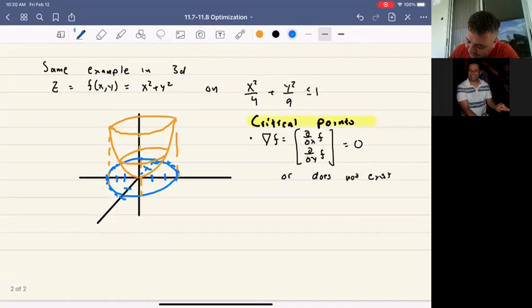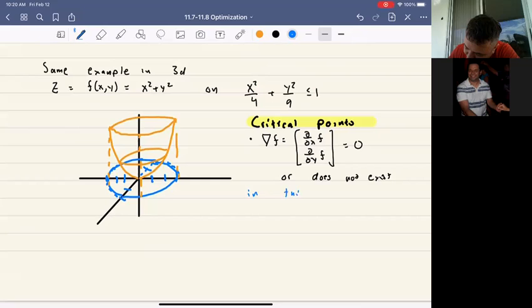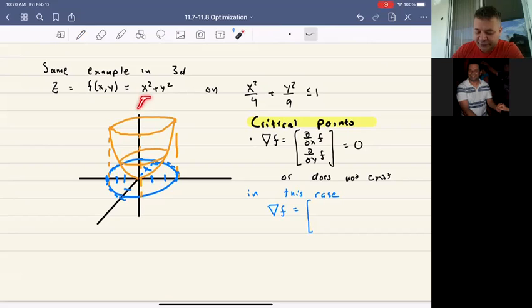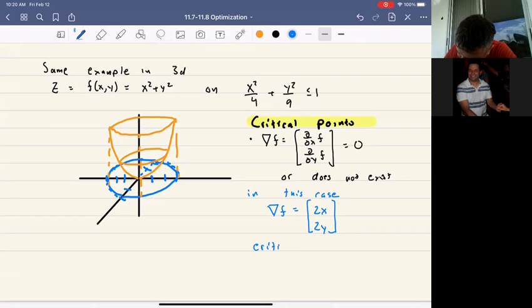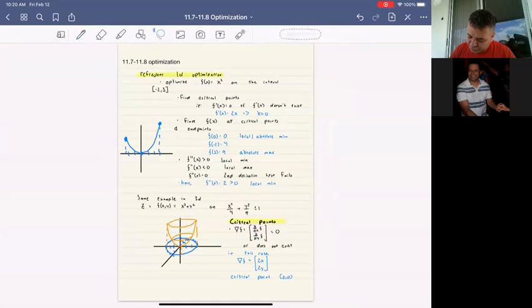Okay, so for this case, gradient of f equals the derivative of this with respect to x, which is 2x, and the derivative with respect to y, which is 2y. So our critical point is at (0, 0). Okay, so far so good. Let me move this to the next page.